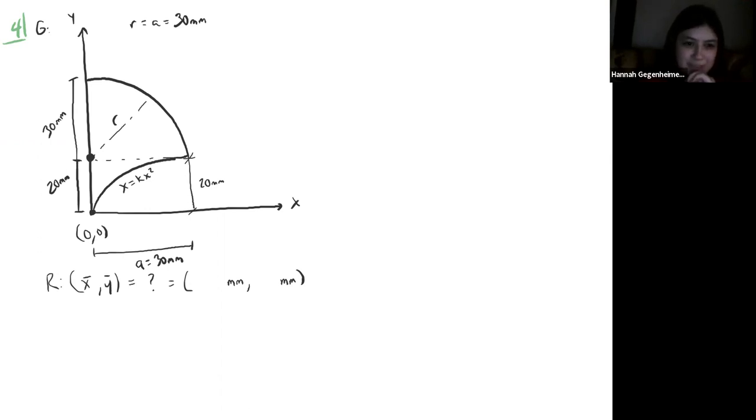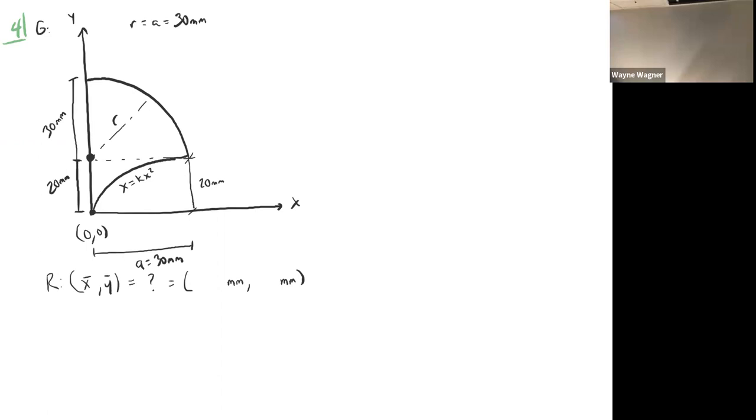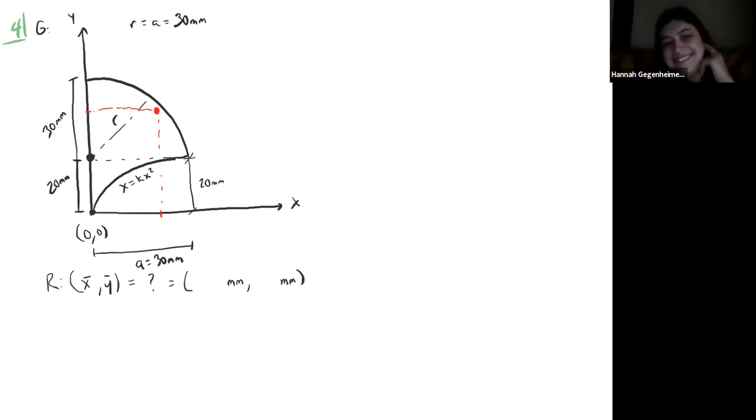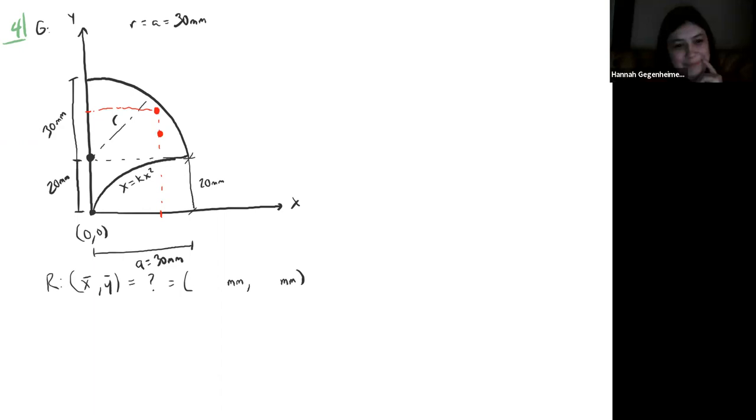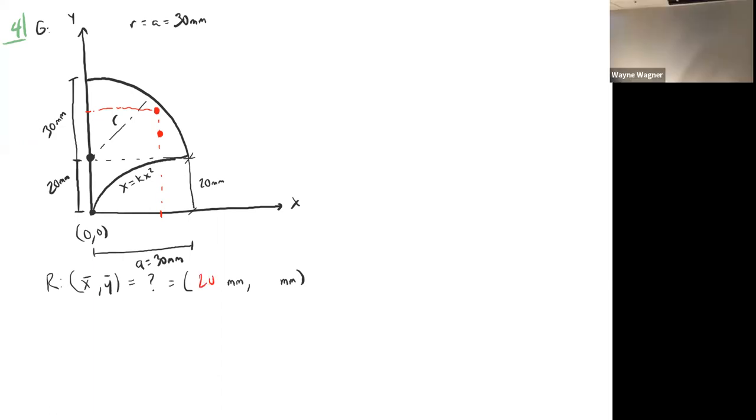Would it be like 20, 40? Okay, so let's see here. Let's give a guess. So 20 is about right here, and 40 is about right. Maybe. The whole thing is 50, so maybe 40 is about right here. So that's like 20, 40. What do you think? You like it? Maybe not 40. Okay, 20, 30? Maybe. Okay, let's go with it. 20 in the X, 30 in the Y.